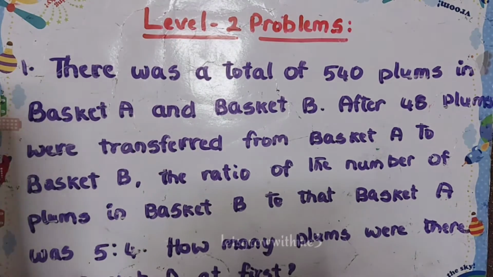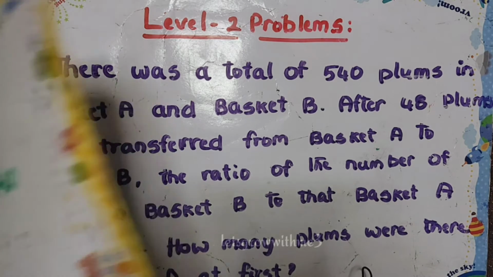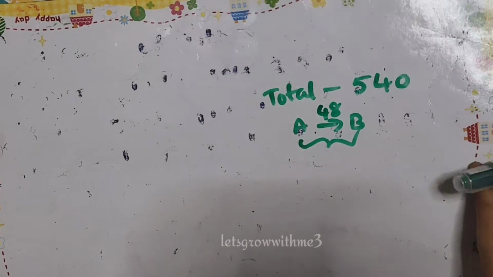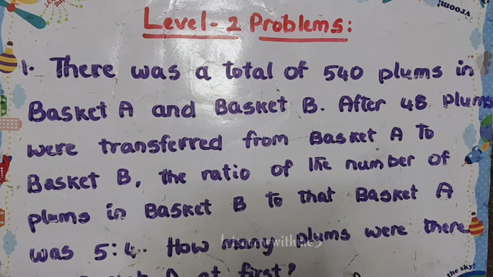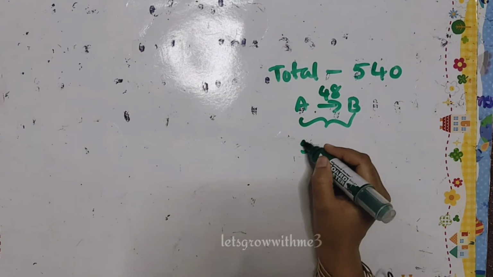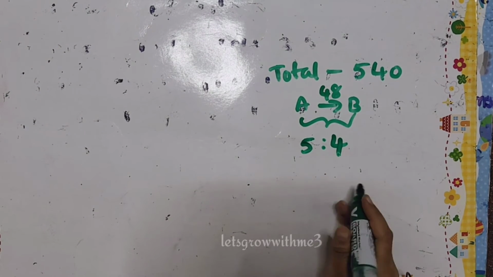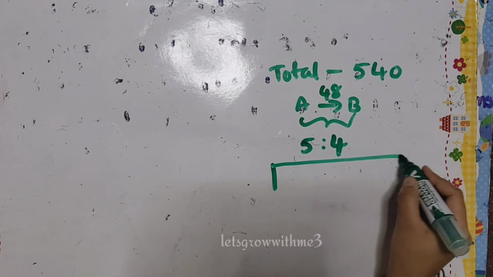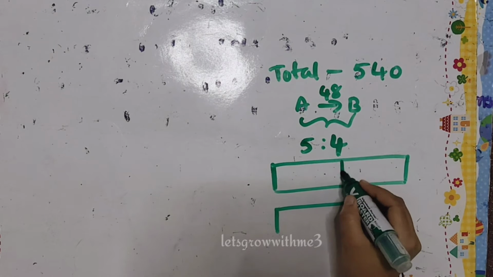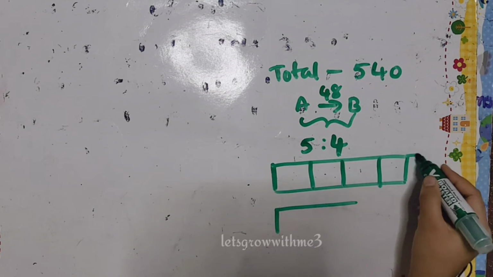So what he is saying is the ratio between basket A and basket B is 5:4, meaning 5 units of basket A and 4 units of basket B. So the total is equal to how much? 9 units. This total is the same before the operation and after the operation. So this is 5 units and B is 4 units, and the total is the same, meaning the 9 units value is 540 plums.